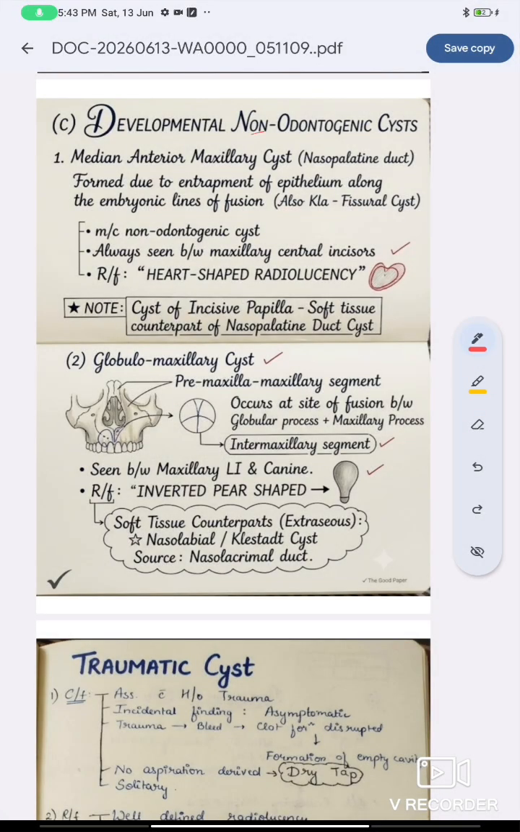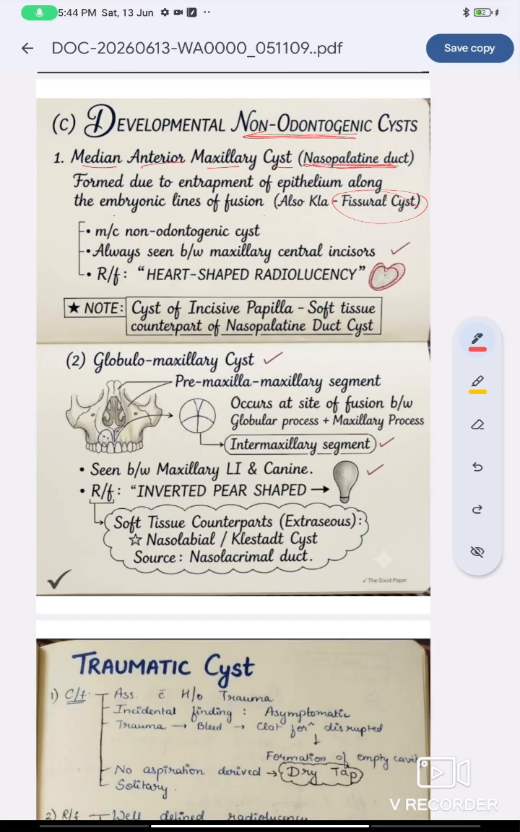Coming to the non-odontogenic cysts. The developmental non-odontogenic cysts include two most important cysts, which are the median anterior maxillary cyst and the nasopalatine cyst. Most of the developmental non-odontogenic cysts are formed because of the entrapment of epithelium along embryonic lines of fusion. So they are known as fissural cysts.